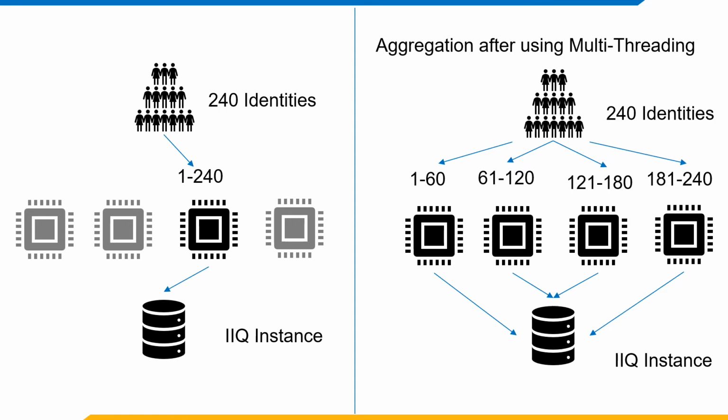If we observe on the left side, we have a total of 240 identities and 4 threads or processors that are present. And only a single thread is performing aggregation for all the 240 identities. So here the load is more and the time taken is also more. On the right side, we are performing partitioning, which means that each thread is handling 60 identities for the aggregation task. Here the workload will be divided among all the threads and the time taken will be less.